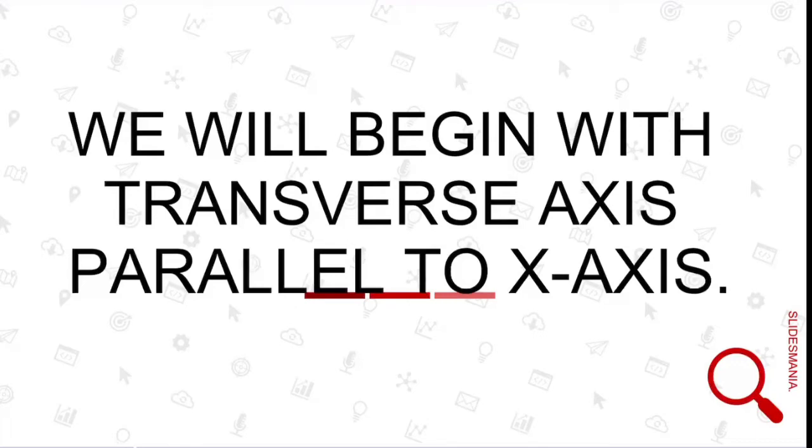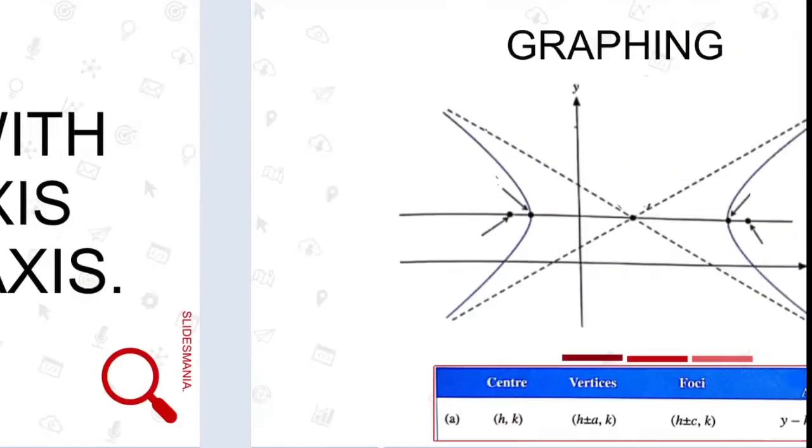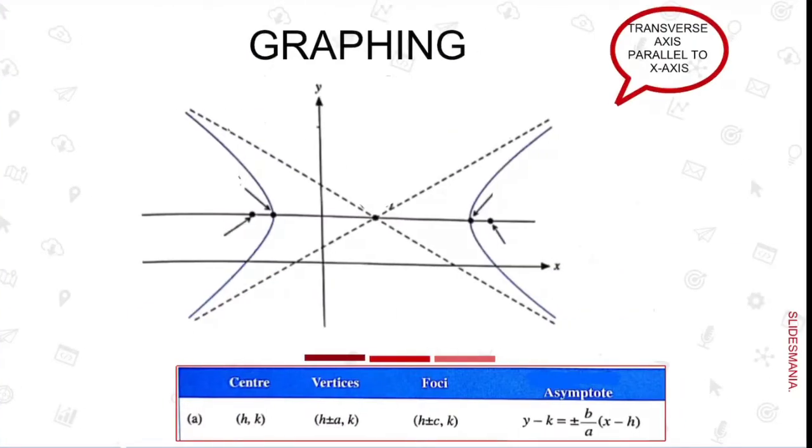Now we have come to the next video, which will explain the graph of hyperbola. So let's begin with the transverse axis parallel to the x-axis. This is the graph that you'll get when the transverse axis is parallel to the x-axis. The graph will open to the right and also open to the left. So this is the shape of your graph.